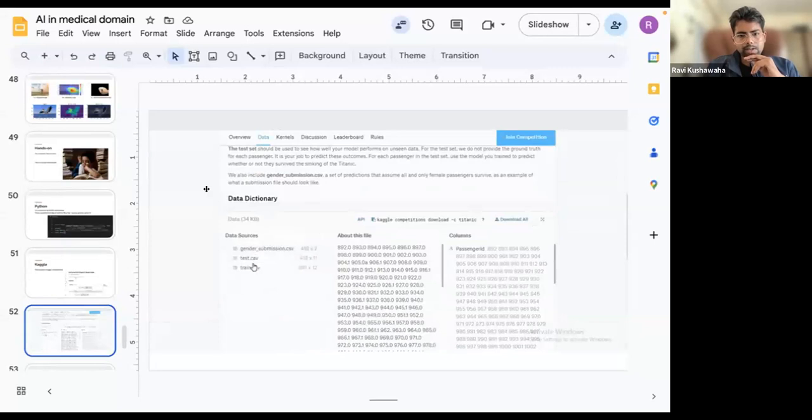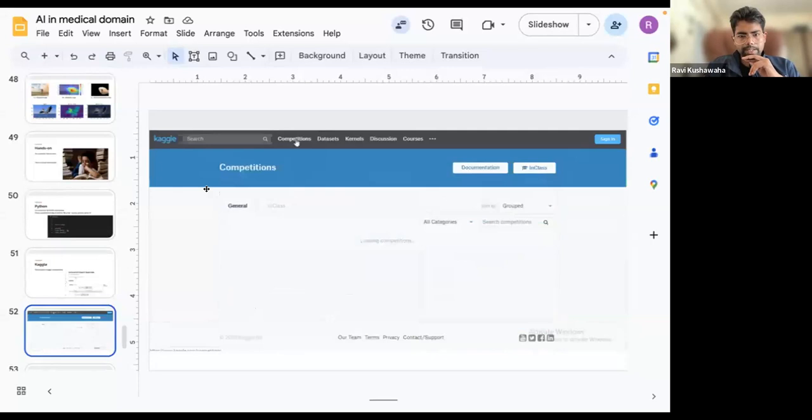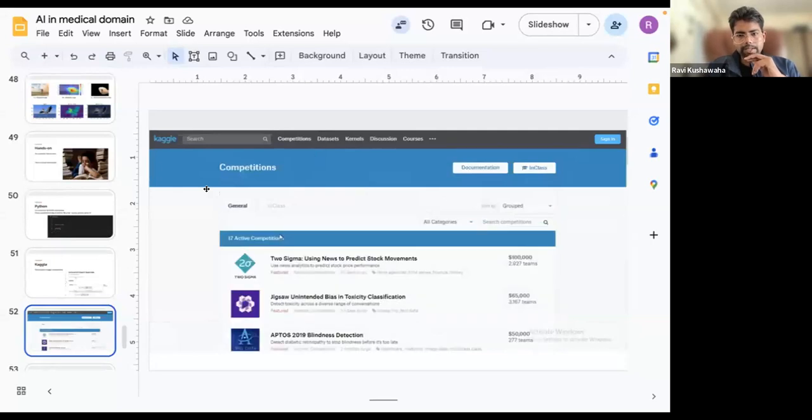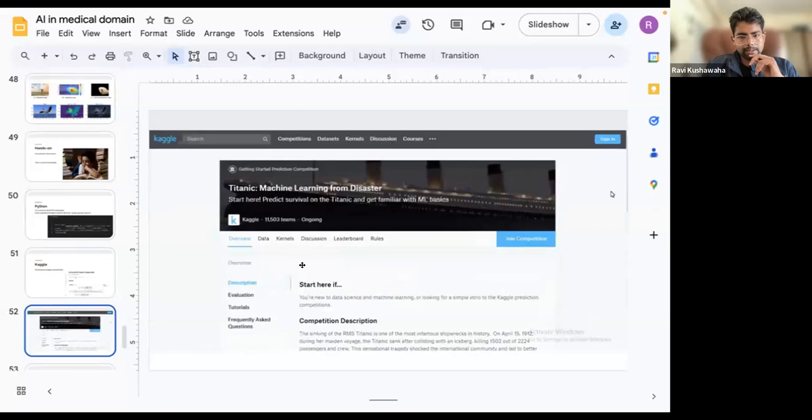It has plenty of projects in every field, be it self-supervised learning, reinforcement learning, or a simple classification where you just need to classify images by which number is written. This is the digit recognizer, also called the MNIST dataset.